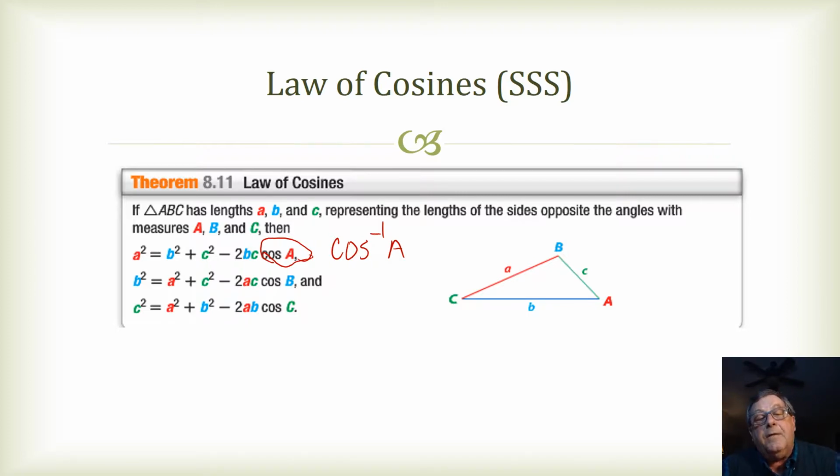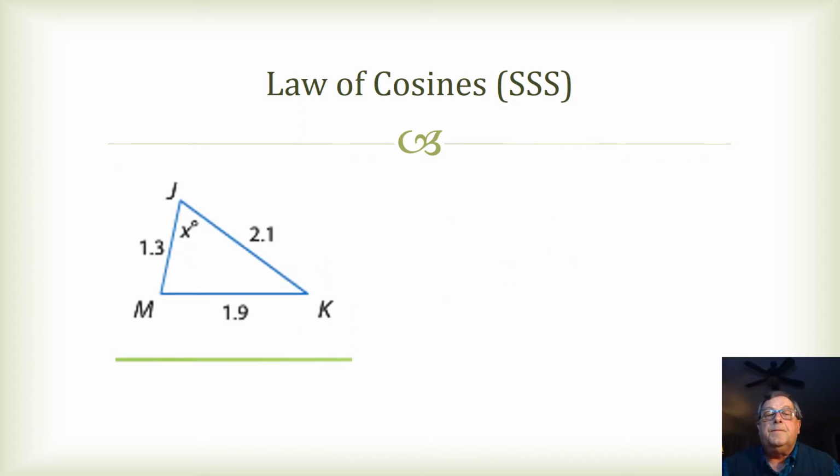And again, if I'm looking to find the cosine of angle B, it's B squared equals A squared plus C squared minus 2AC times the cosine of B. And if I were to need to find the angle of C, it's side C squared equals A squared plus B squared minus 2AB times the cosine of C. So let's go and find an angle measure when we know three of the side lengths.